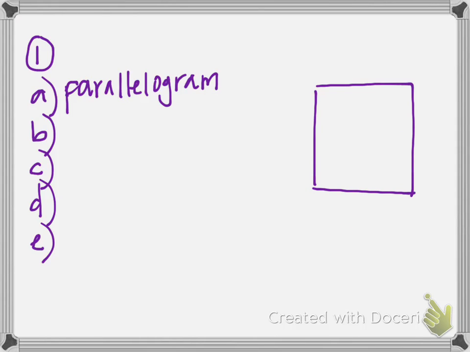Part B says our quadrilateral has consecutive sides that measure 15, 18, 18, and 15. Well, the shape where the congruent sides are next to each other and not opposite each other, that is called a kite.